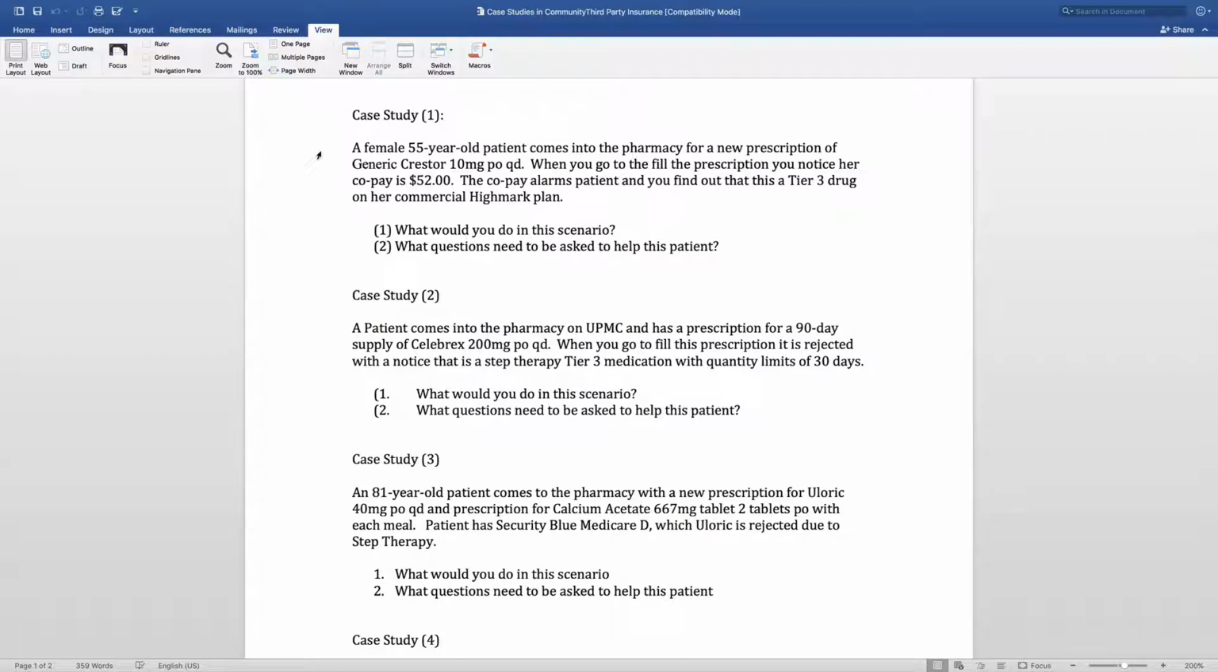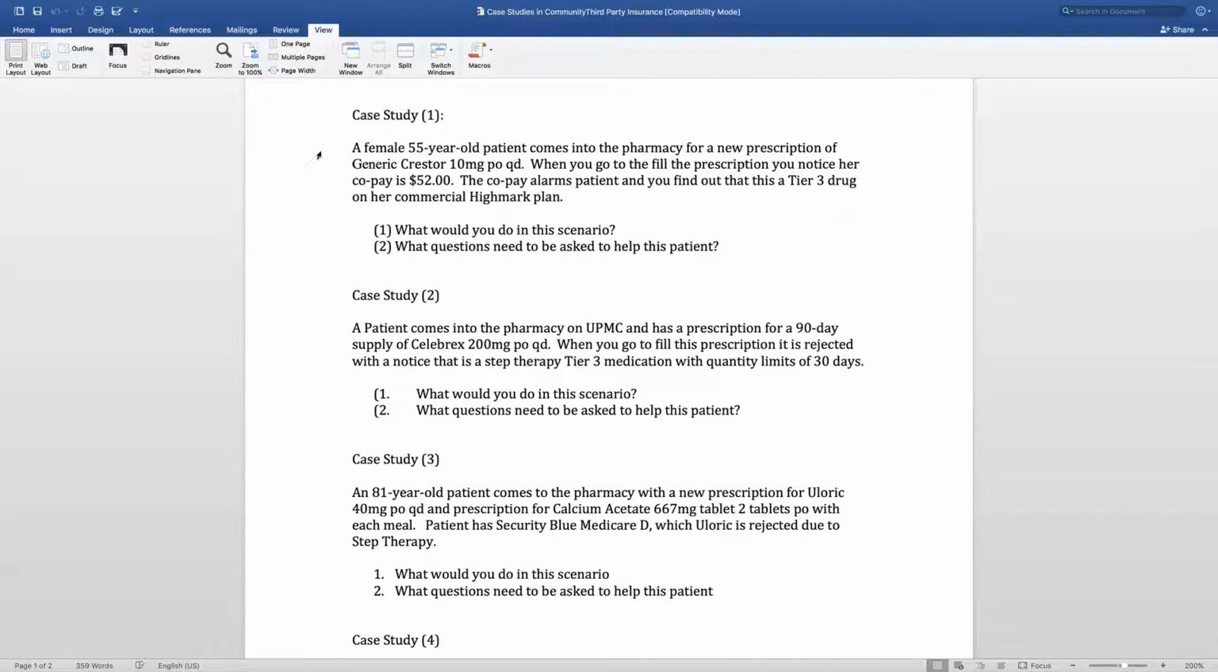One of the things that happens with a lot of insurance is that if it's a still highly expensive drug, and even though Celebrex is generic, it's not as cheap as other generics, sometimes they will limit certain expensive drugs to only 30 days, even though the patient can get 90 days, because they don't want to pay for them and they worry about waste.